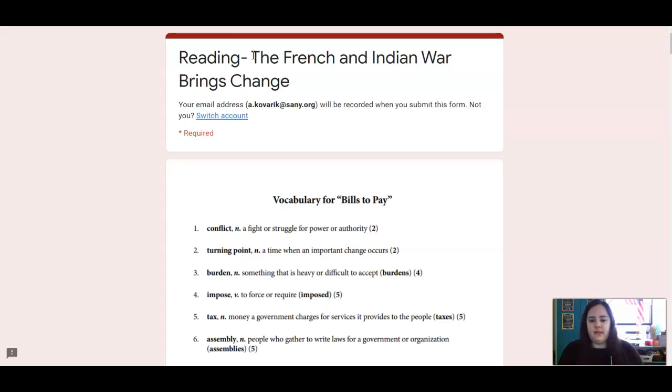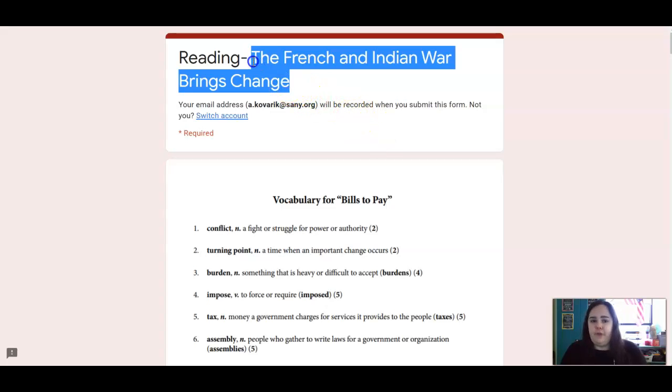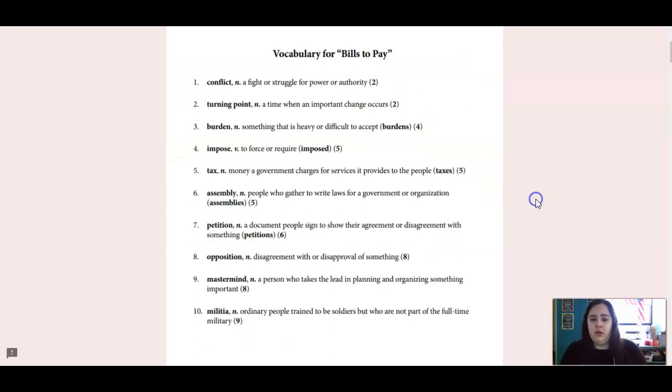So we're on Unit 7, Lesson 1. And this whole unit is about the American Revolution. So we're going to be talking about back in the 1700s when the colonies, which was what the United States were called before we were our own country. So we were 13 colonies and they were under the control of England. So we're going to learn about some of the things that happened that led up to us becoming our own independent nation. So this lesson is called The French and Indian War Brings Change.